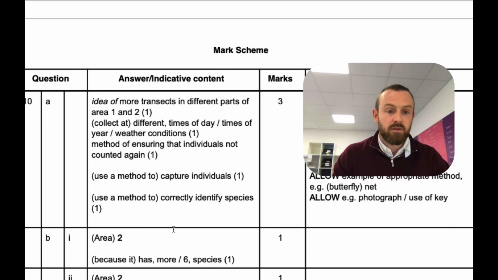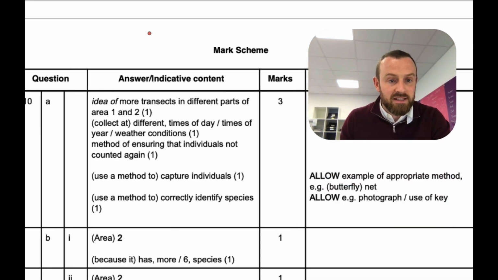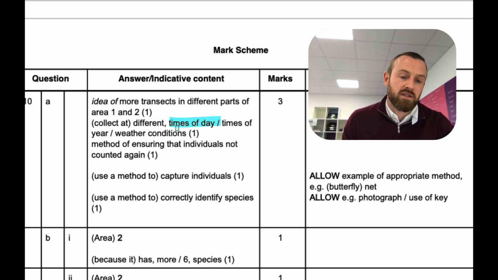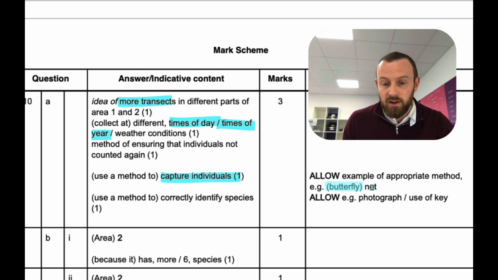Certainly there are. Here they are. So the idea of more transects, different times of day. Yeah, I only said the morning. Or times of year. It's actually the same mark point. So we talked about that. More transects, different times of day or times of year, different weather conditions, capturing individuals, so like a butterfly net or a sweep net.